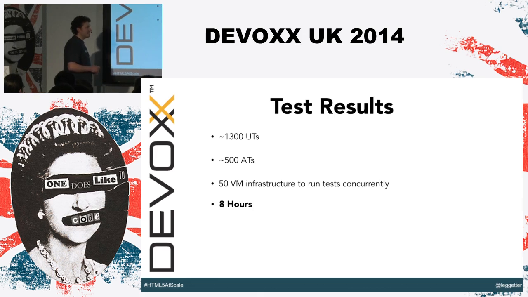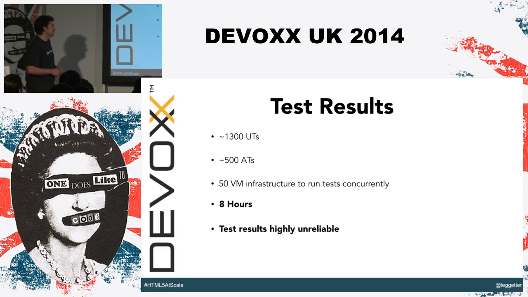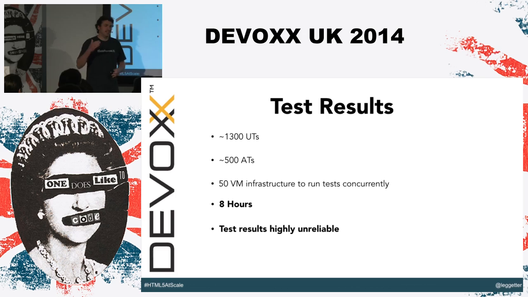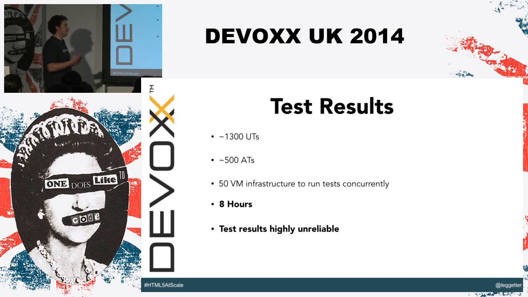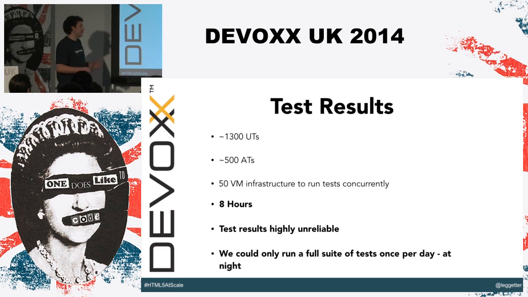The problem we had was that it took 8 hours to execute these tests. So that's too long. I think we'd all agree that's a little bit too long. And also, the worst thing is that the tests were highly unreliable. We could take that same change set or that same check-in and execute the same set of tests on that, and we'd get different results each time, which isn't efficient.